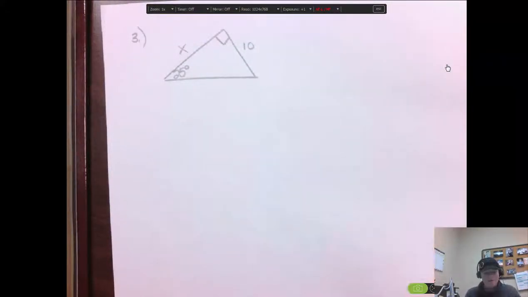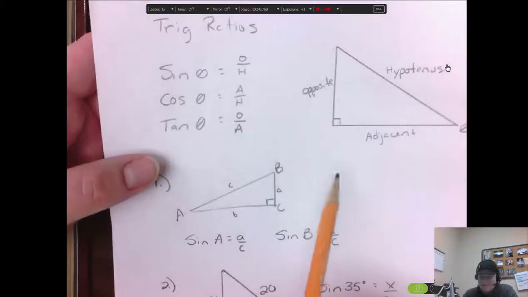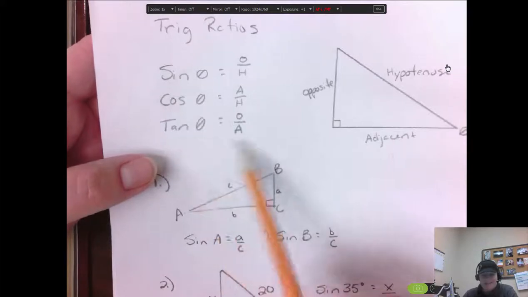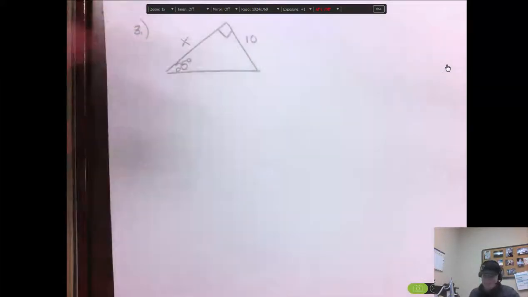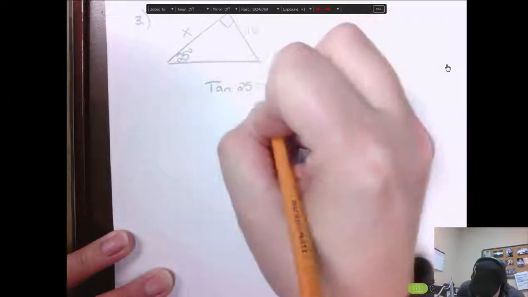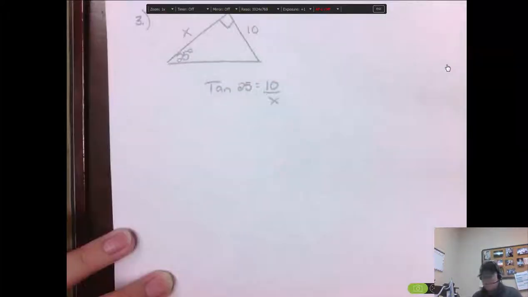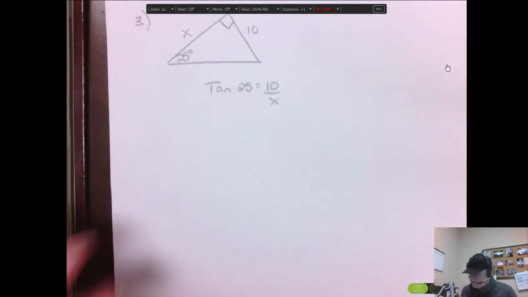So we'd go back to our trig functions and we'd say, okay, well, which trig function was opposite and adjacent? That's going to give us tangent. So I would say, okay, tangent of 25 degrees is going to equal 10 over x. Opposite over adjacent. Now this one's a little trickier to solve, so let's start with a decimal for tangent.